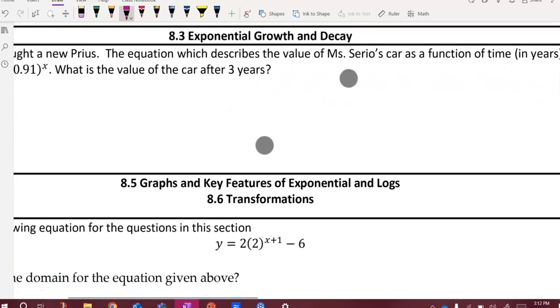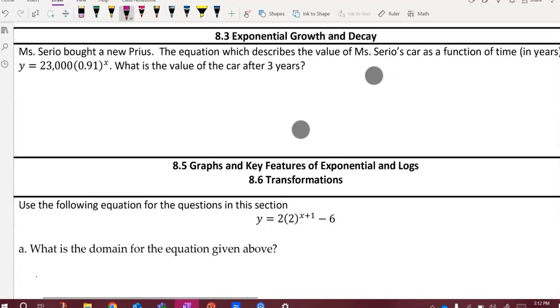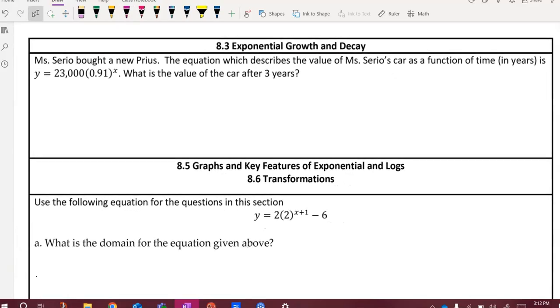All right, next page. Miss Serio bought a new Prius. The equation which describes the value of her car as a function of time and years is this equation. What is the value of her car after 3 years? Okay. Well, that little x as the exponent, that represents time. So in order to solve this problem, we're just going to plug in the time, t, for x. So plugging that in, our equation is going to look like this.